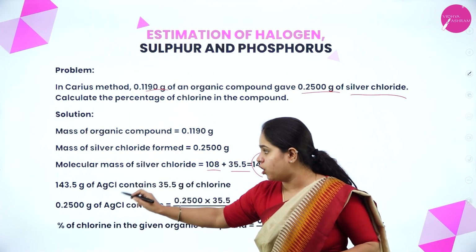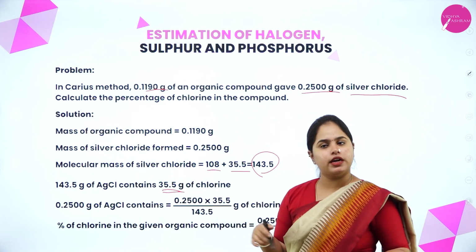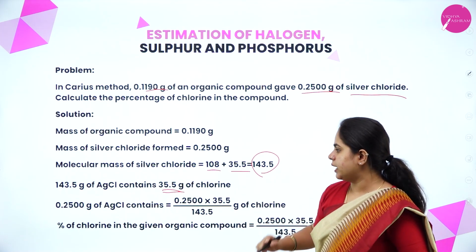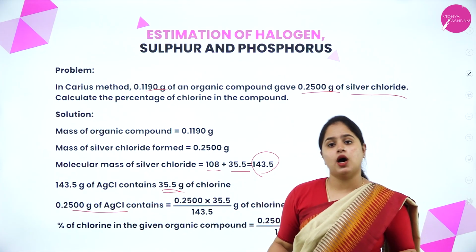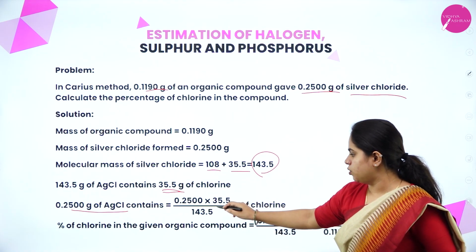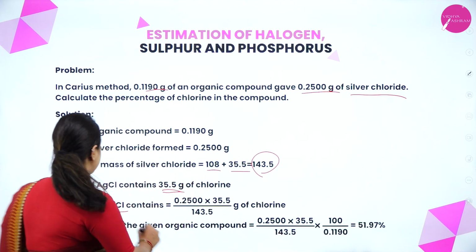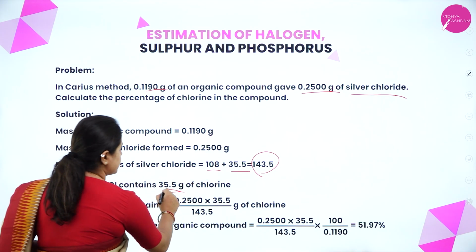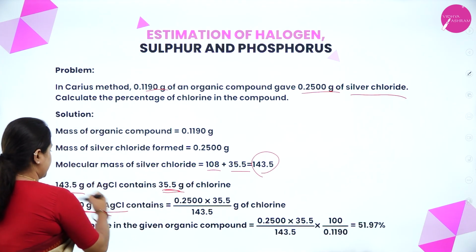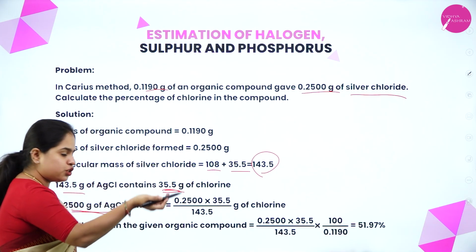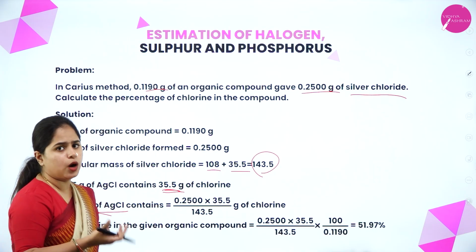Now if 143.5 of silver chloride is formed, it contains 35.5 gram of chlorine, right? Yes, that is clear. So then 0.2500 gram of silver chloride contains how much? That is 0.2500 into 35.5 divided by 143.5. So that is the basic calculation, and we get how much chlorine is there in silver chloride.